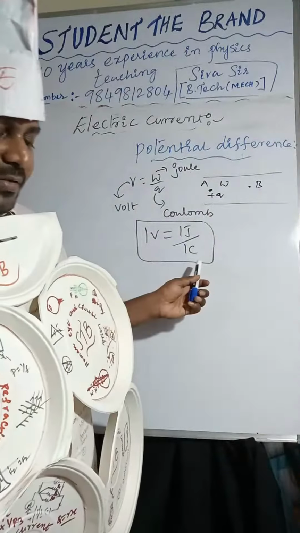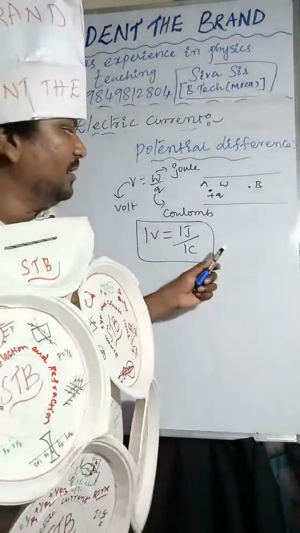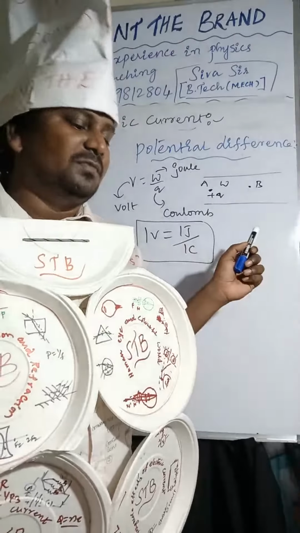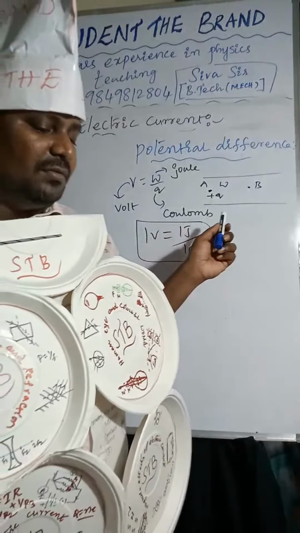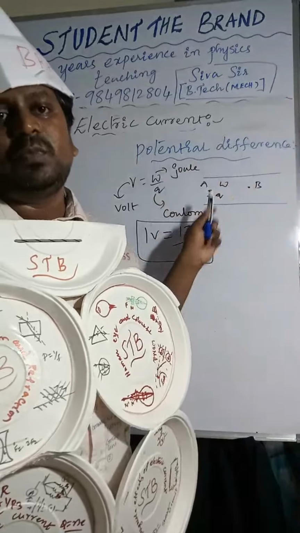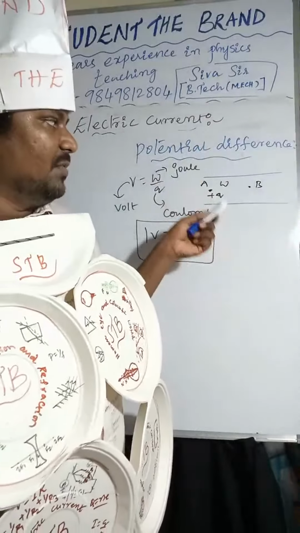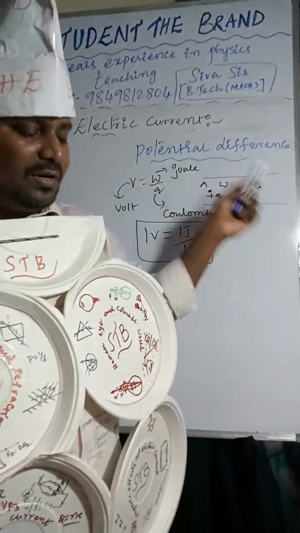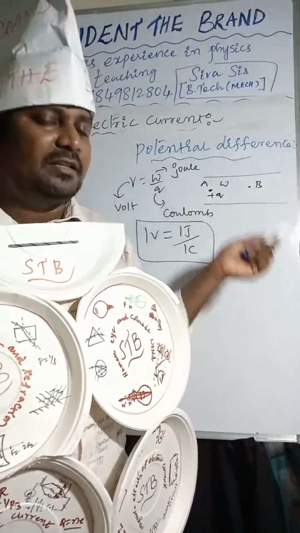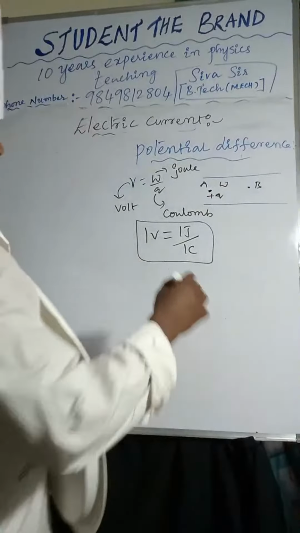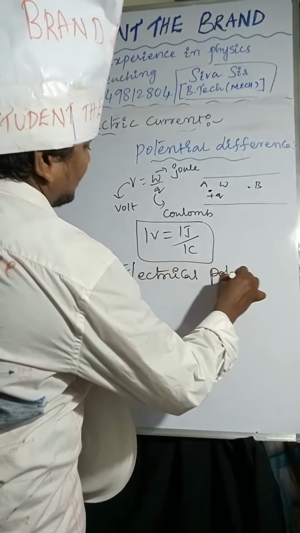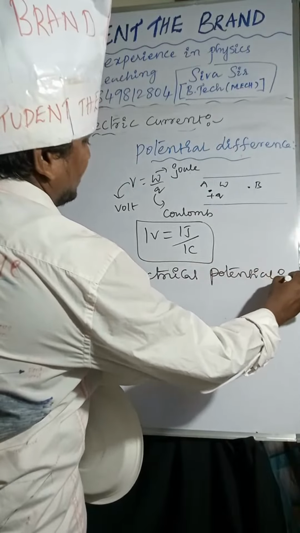So if you are defining it, 1 volt is defined as 1 joule of work done to bring 1 coulomb of charge from one point to another point within the conductor. This is called potential difference.